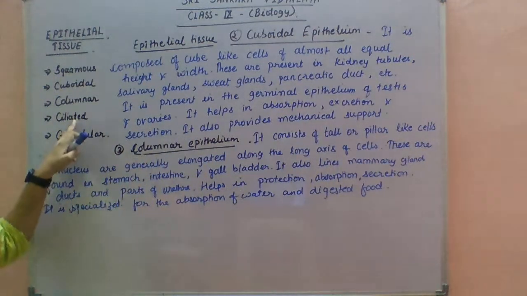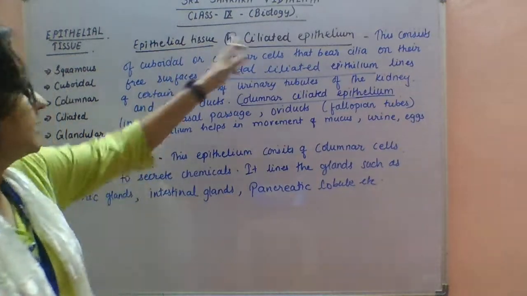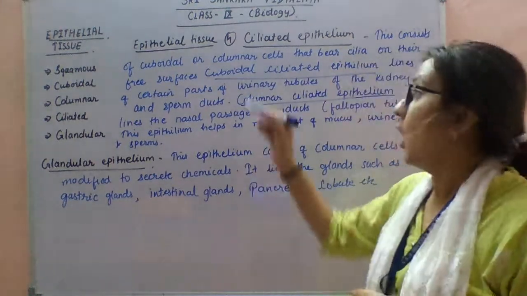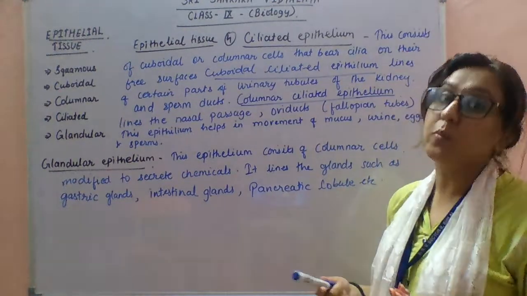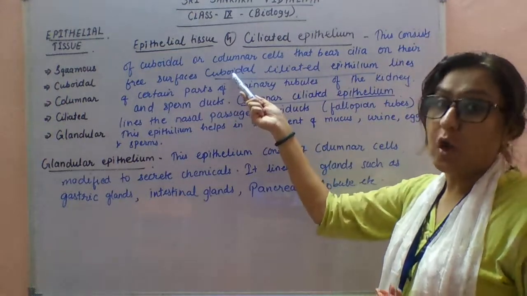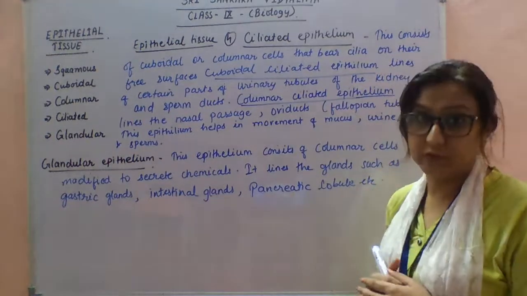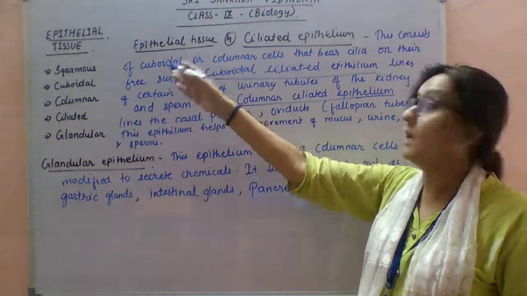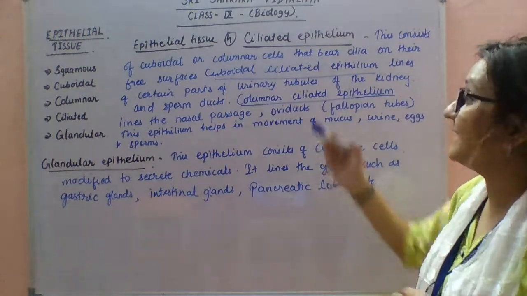Okay, so next we will study about the ciliated and glandular. So the next is ciliated epithelium. Ciliated epithelium has hair-like projections, which are called cilia. These may be cuboidal in shape or columnar in shape. So this consists of cuboidal or columnar cells that bear cilia. Cilia, as I told you, are hair-like projections.